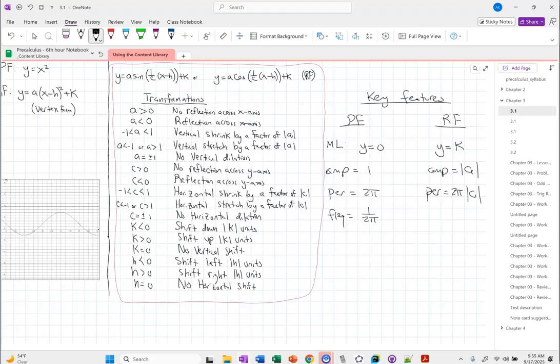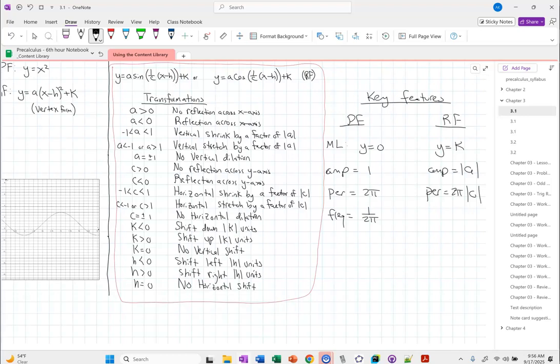So the period is going to be 2 pi times the absolute value of c. Again, we use the absolute values on the A and the C here because amplitude's a distance, has to be a positive number. Period is a distance, a length, has to be a positive number. So we just do the absolute values of A and C to knock out any negatives, because the A's and C's are coefficients. Those can be negative.